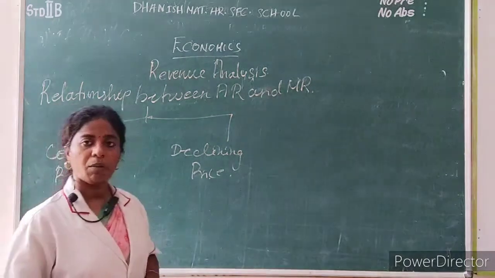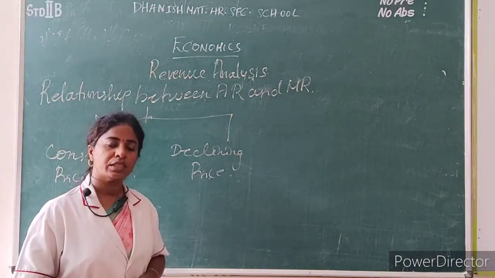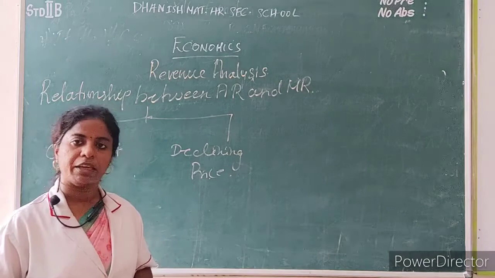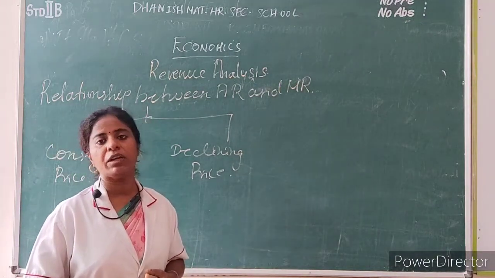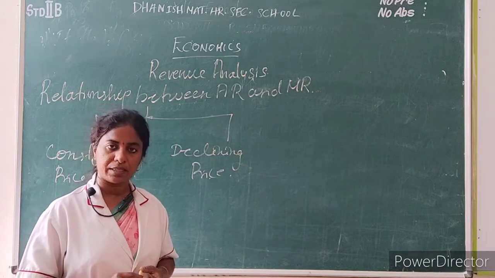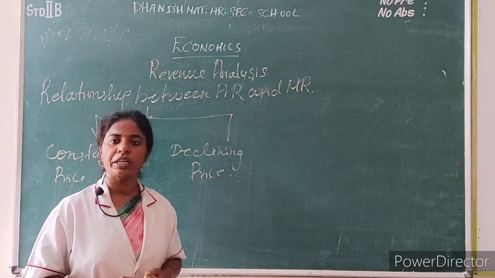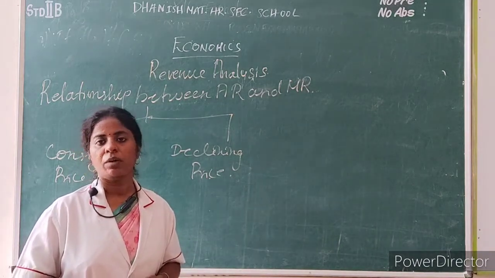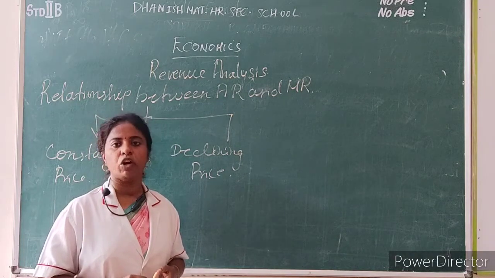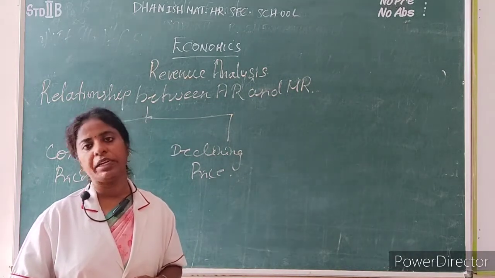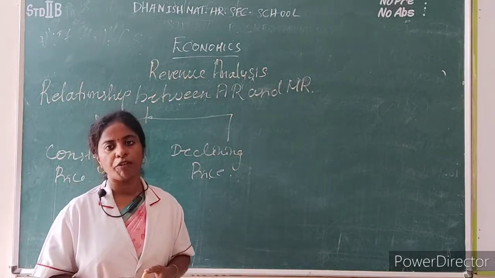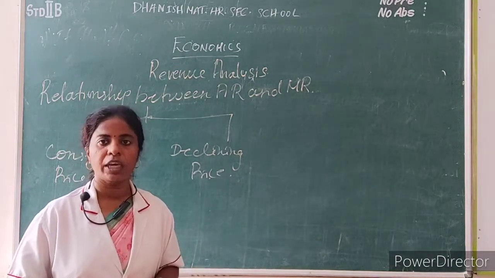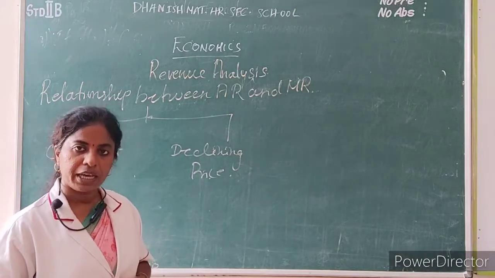Then we come to know about a declining price. This declining price is followed under imperfect competition. Under imperfect competition we have a number of buyers and sellers. The commodities will be different, so product differentiation is followed. So prices also will differ. If price differs, automatically the profit also will differ. So this is the relationship between AR and MR.